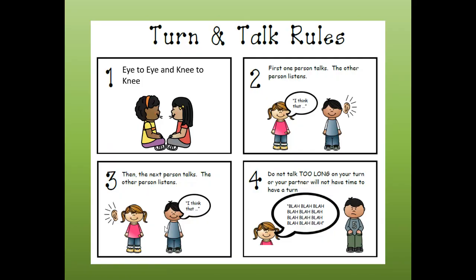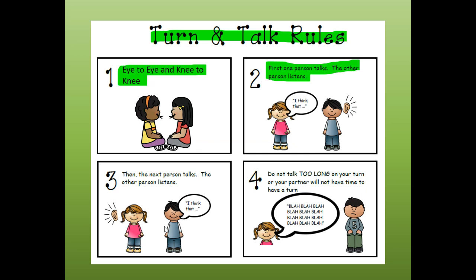So let's go briefly over the turn and talk rules. If you have a partner at home, make sure you're eye to eye and knee to knee. You're facing your partner. If I'm your partner, first one person talks, the other person listens. Or if you have a partner at home, take turns. And number three, then the next person talks, the other person listens. Number four, do not talk too long on your turn or your partner will not have time to have a turn.